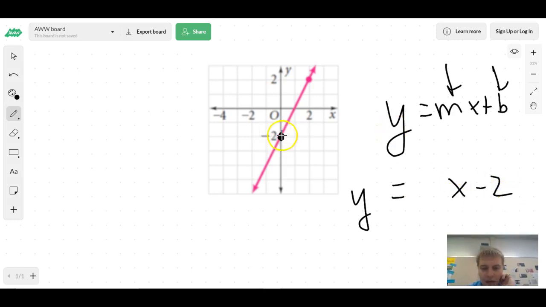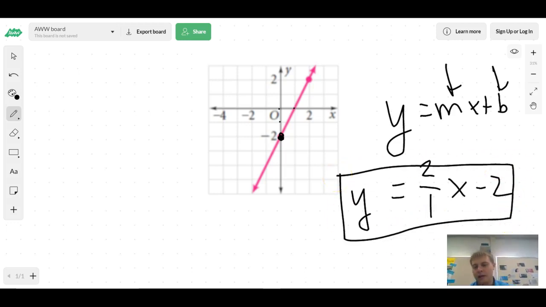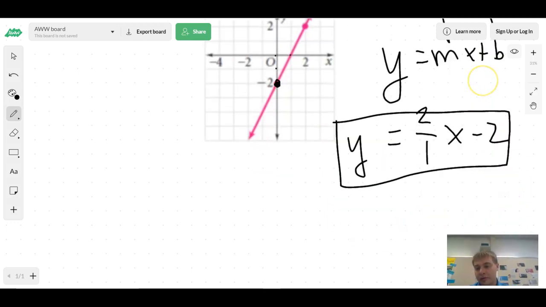And I can clearly see my slope is go up 2 and over 1. So my slope is 2 over 1. And that would be my final answer. You could also simplify 2 over 1 to just be 2. So it's probably going to be written as y equals 2x minus 2. Let's try the next one.